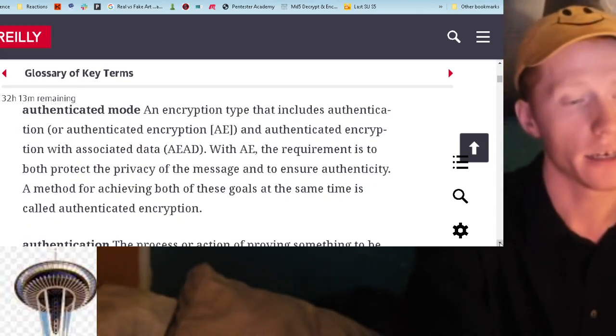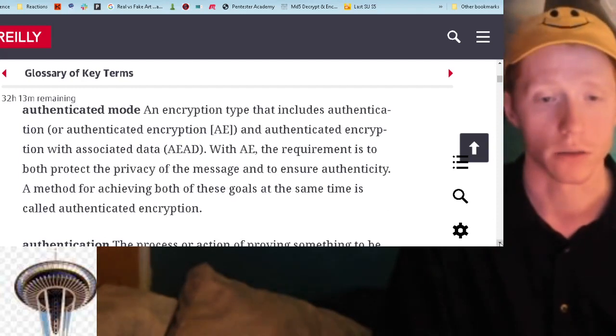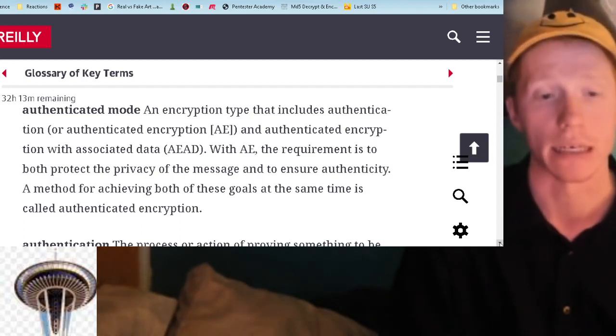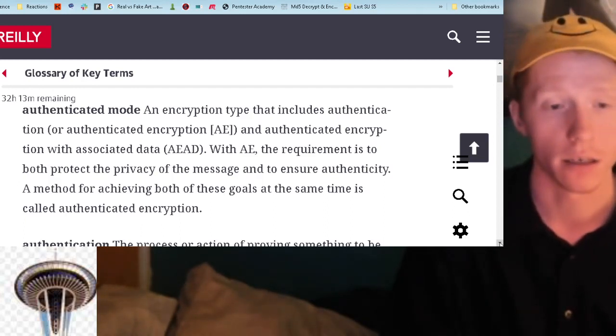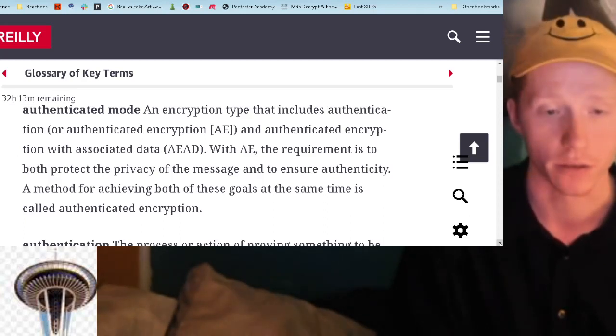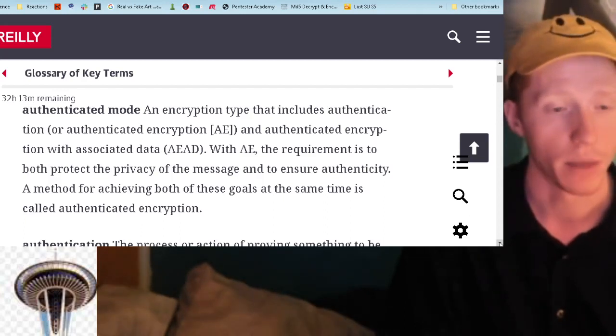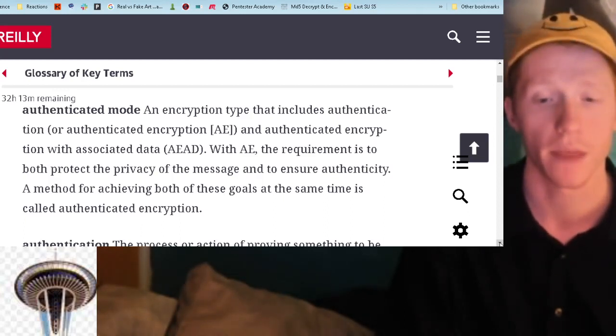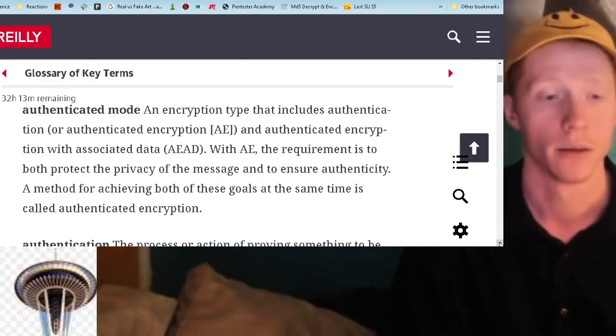Authenticated mode: an encryption type that includes authentication, or authenticated encryption and authenticated encryption with associated data. With authenticated encryption, the requirement is to protect both the privacy of the message and to ensure authenticity. A method for achieving both of these goals at the same time is called authenticated encryption.